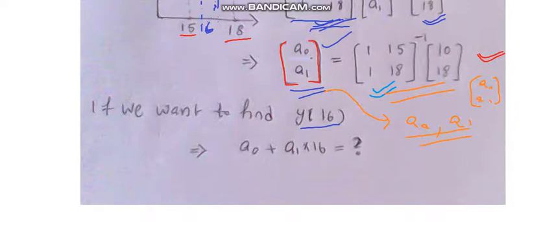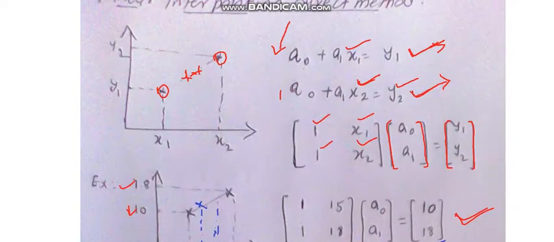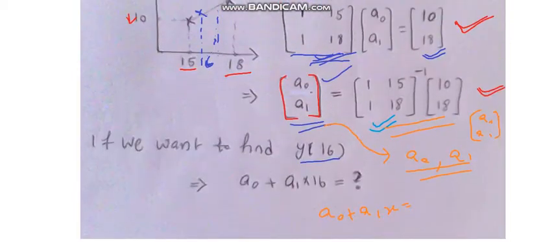Now we can write a0 plus a1 x equal to your first y value, that is your 10. Now instead of x, what you have to substitute? Instead of x, you have to substitute 16.